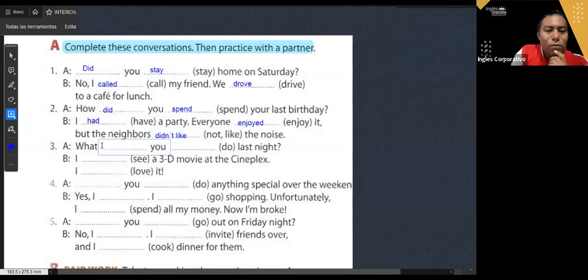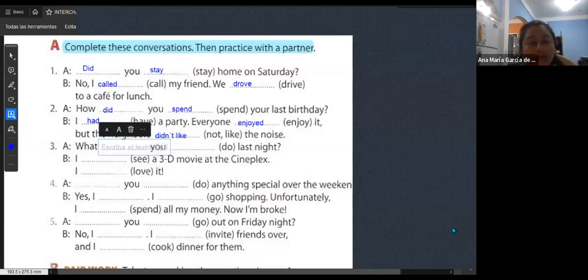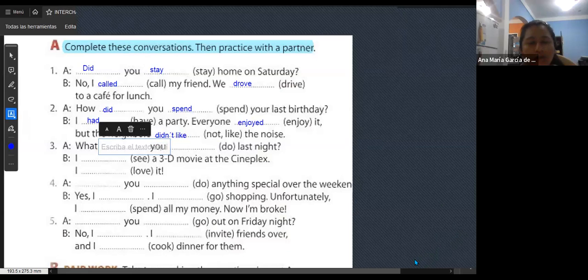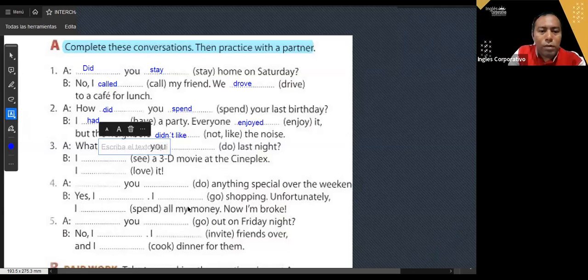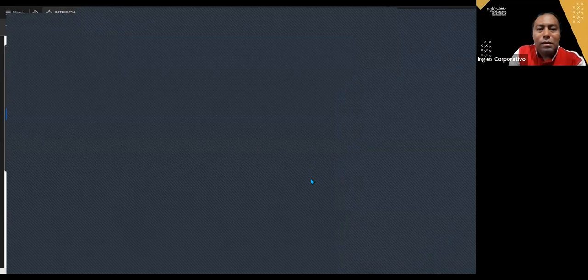Okay. Now, number three, what did you do last night? Espérenme que me mandó un mensaje, está el Zoom, información de grabación. Okay. So that's nice. Voy a minimizar eso.